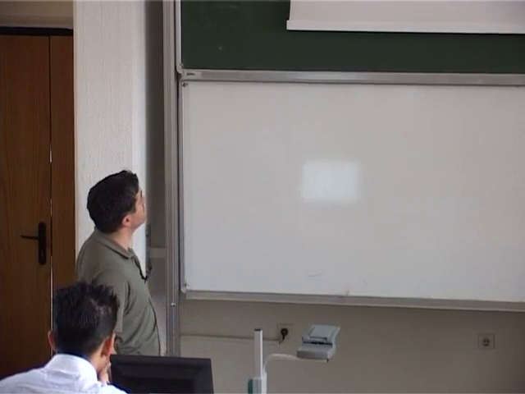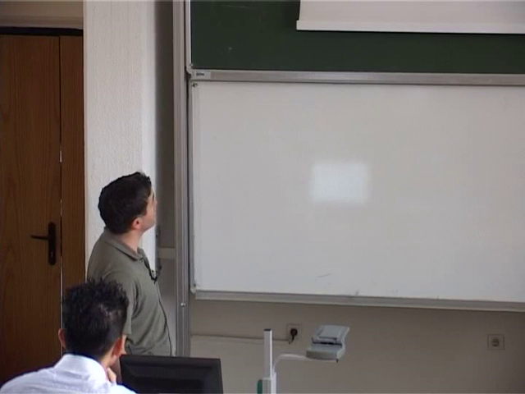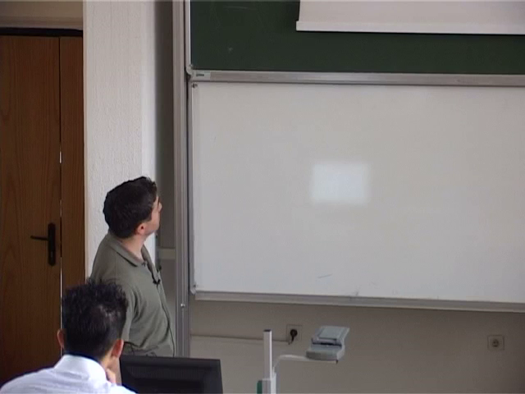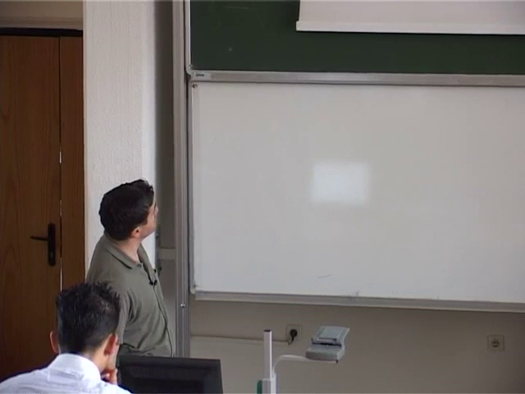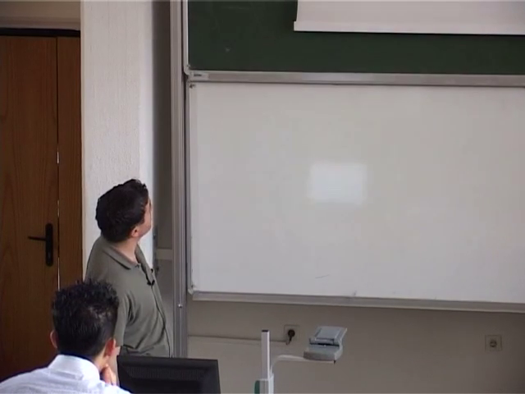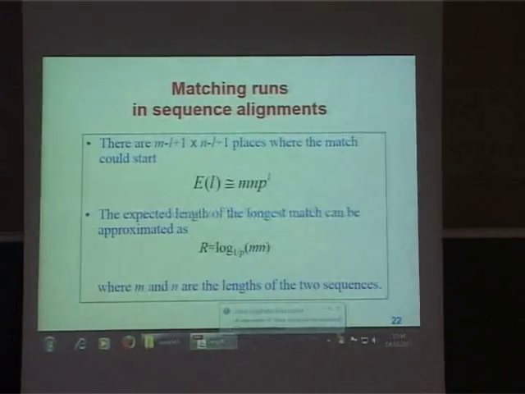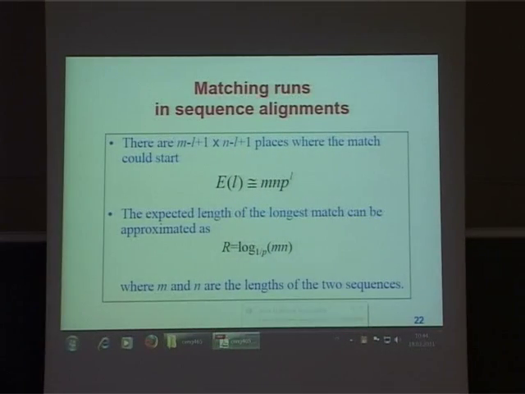So the coin toss problem corresponds to the longest run of matches along the diagonals. And then we can use the same formula. There are actually this many places, m minus L plus 1 times n minus L plus 1, where the match could start. So this is the actual number of experiments that we can try for this match run.